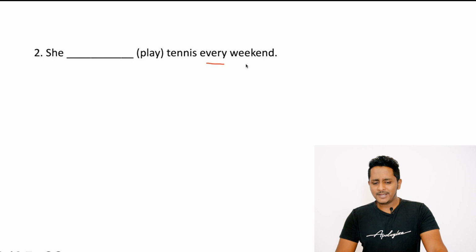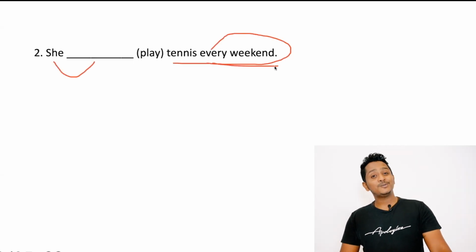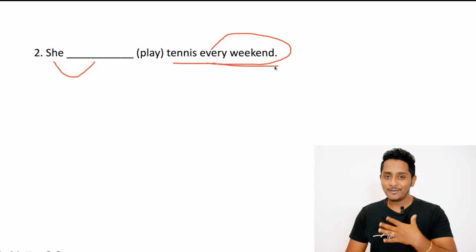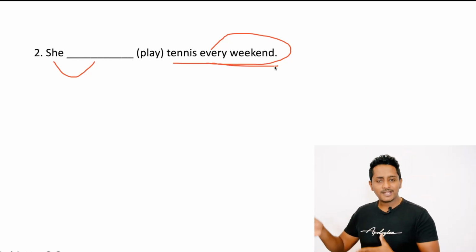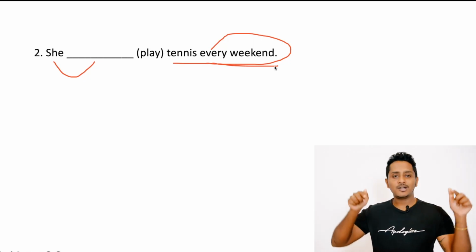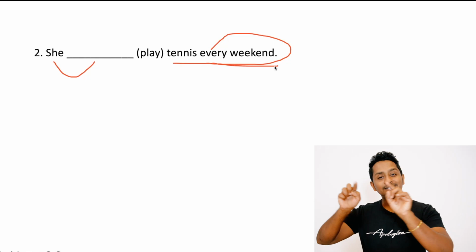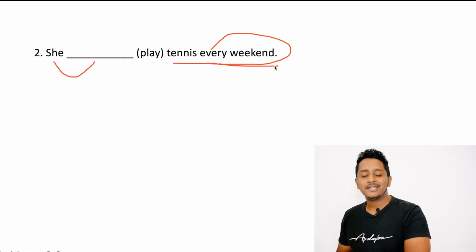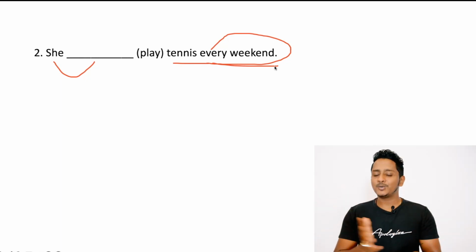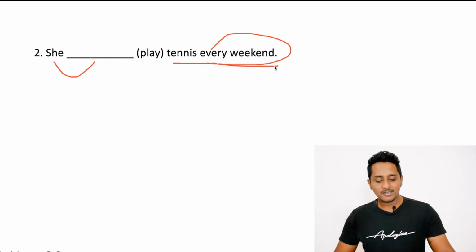We will go to the second one. The point is every weekend. She dash tennis every weekend. Like I told you, present tense is used to represent events which happen in a routine way, which are facts. That's where you use the present tense. It's not something that is happening right now. Something that is happening right now is present continuous tense. She is playing. Present tense is something that is routinely done, something that is always a fact.